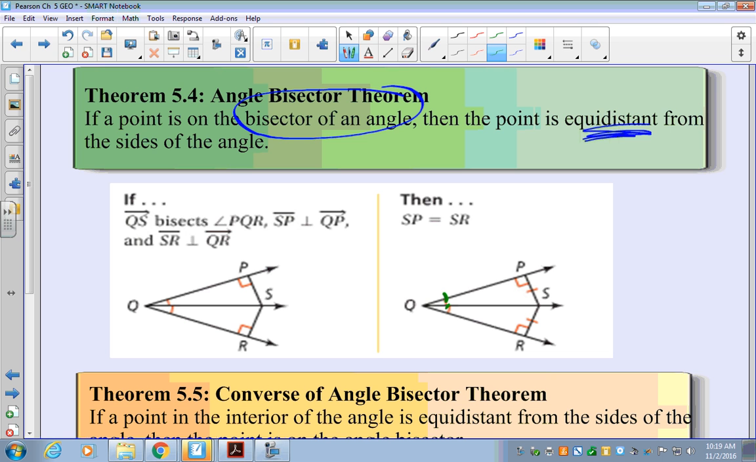And the line that is perpendicular from the side of your angle where it meets the center, that is equidistant from its same compadre down here on the bottom. Perpendicular from the side of our angle, those two meet and create two congruent segments. So if you see this wonky picture, it's pretty easy to identify. You can automatically say, oh yeah, PS is going to be congruent to RS. Our SP is equal to SR.